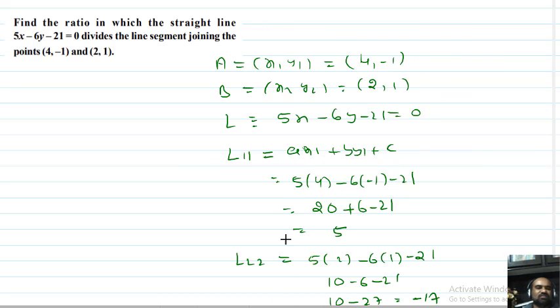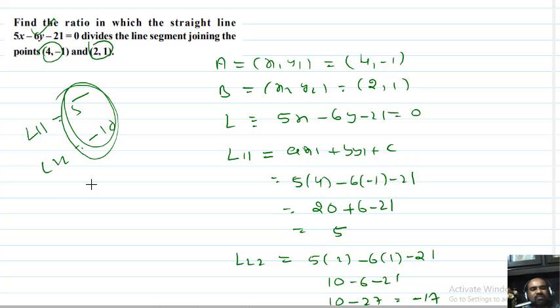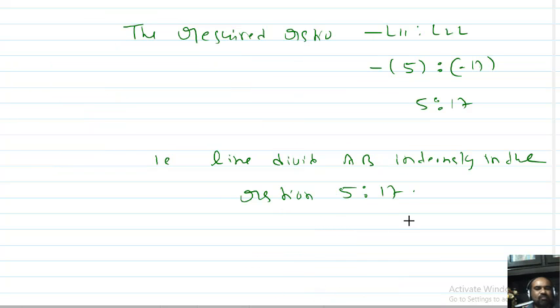Sometimes they will ask whether these two points are on either side or the same side of the line. What should you find? You just find L double 1, which we got as 5, and L double 2, which we got as minus 17. If these two are of opposite sign, then it is internal division and the points are on either side of the line. If these two have the same sign, both negative or both positive, then it is external division, or the two points are on the same side of the line. So in this case, the points are on either side of the line. For example, A may be here and B may be here, so A and B are on either side of the line L. Okay, then.